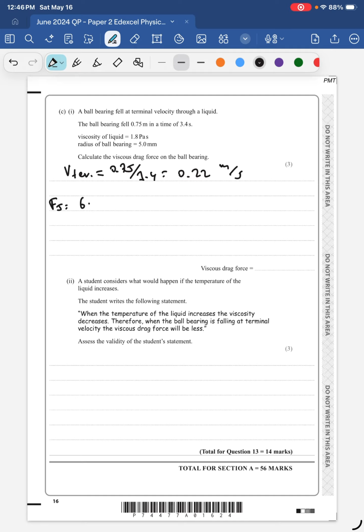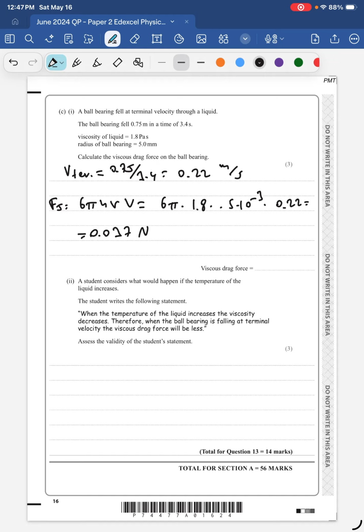Then the Stokes force is 6 pi eta r V. So it's 6 pi, and then the viscosity is 1.8, times the radius, which is 5 times 10 to the negative 3, times 0.22, and this yields 0.037 newtons, okay?